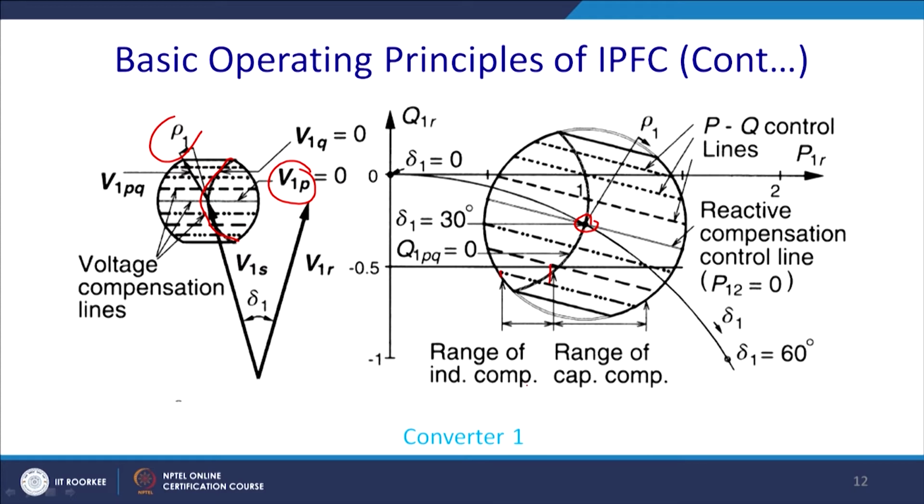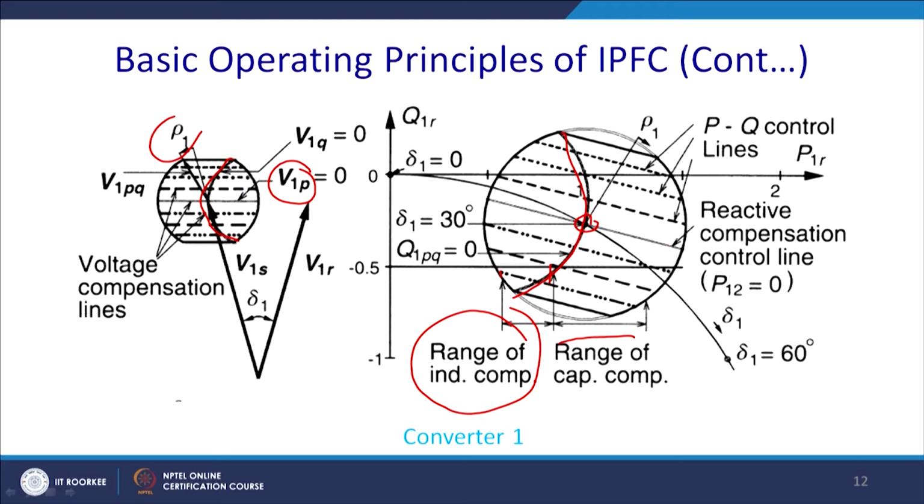This much is the inductive region of compensation, and this huge area is the capacitive region of compensation. So, this is the drawn line. Here this line actually does not compensate; this is the operation at unity power factor. So, take this operating point, assume that you are operating here, and you can see how it will be changing.